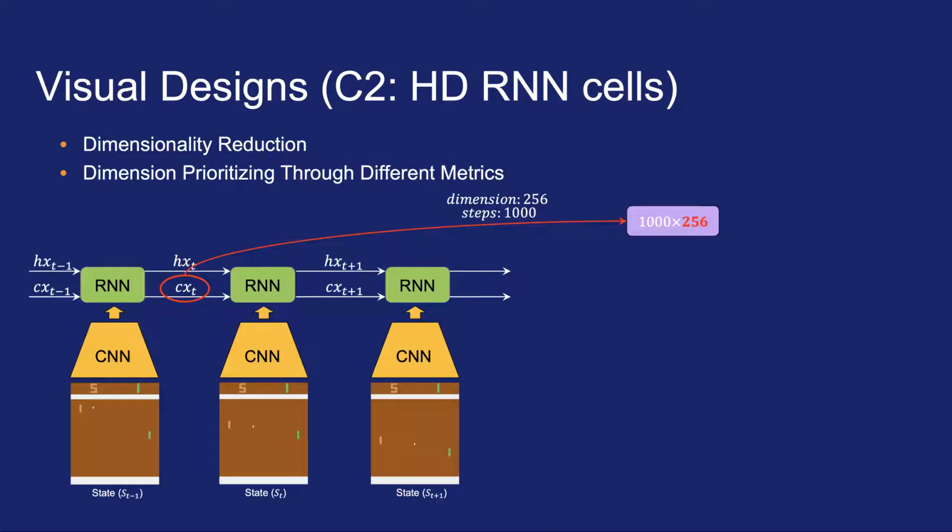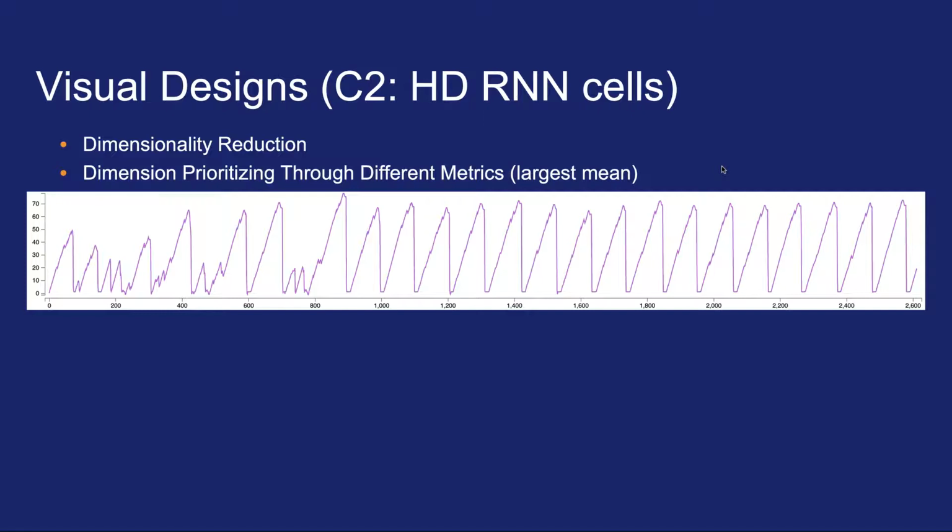Our second technique in handling the high-dimensional RNN cells is dimension sorting through different metrics. Each dimension is a time series curve with 1000 steps, and we have 256 such curves. We can sort these curves by different metrics. For example, let's simply compute the mean of each dimension across the 1000 steps and sort those 256 mean values decreasingly. The dimension with the largest mean value in the Pong game is shown in purple here.